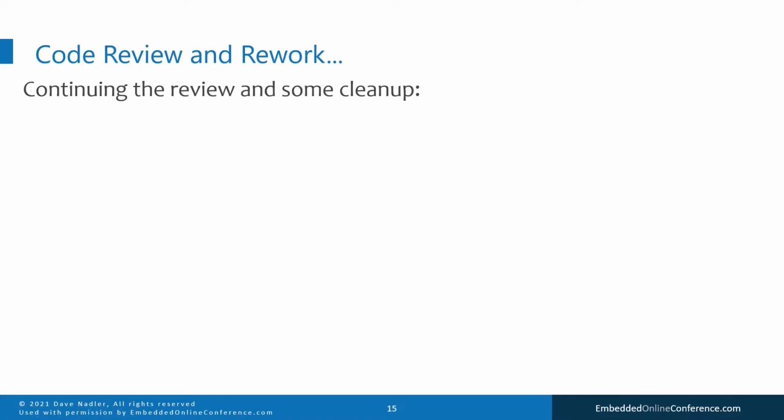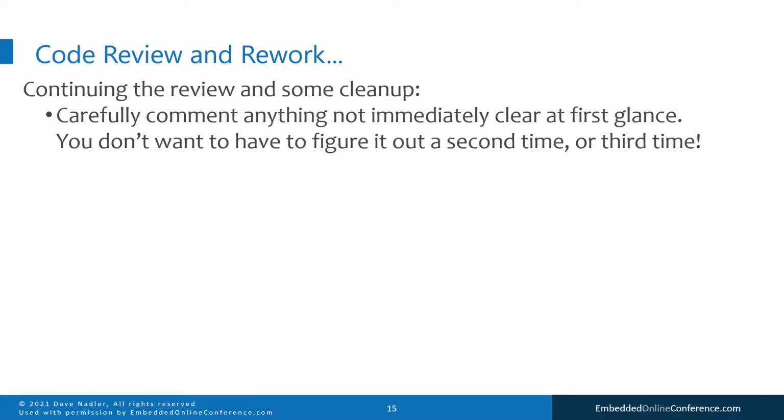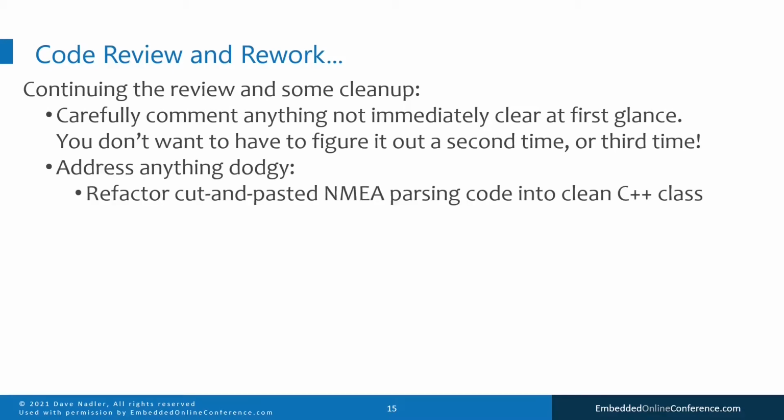Continuing with the code review and some cleanup work. You want to make sure that you comment anything that's not immediately clear at first glance. You don't want to have to figure it out a second time or a third time, and you're going to have to be coming back to this code. So as you do the code review and you can't figure something out, make sure it's commented clearly. And address anything dodgy. So in this application, I had to refactor some cut and pasted enemy A parsing code that occurred in a few different places into a nice clean C++ class.